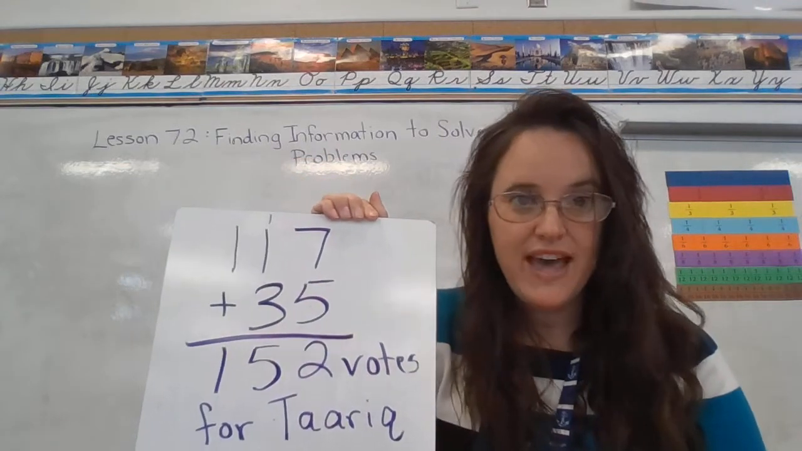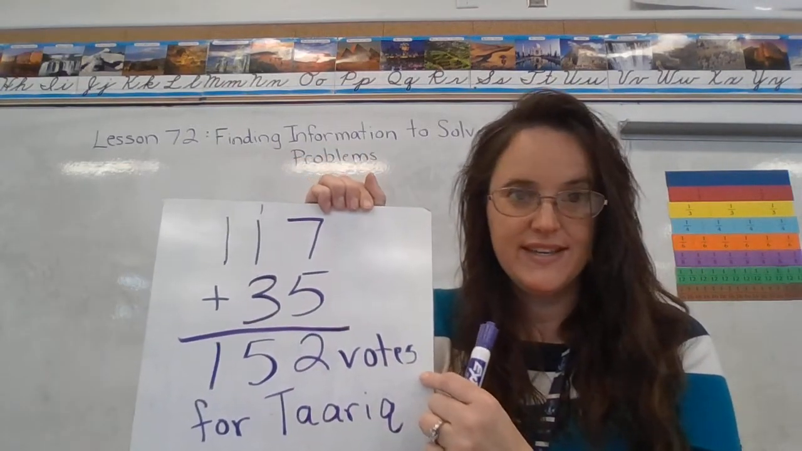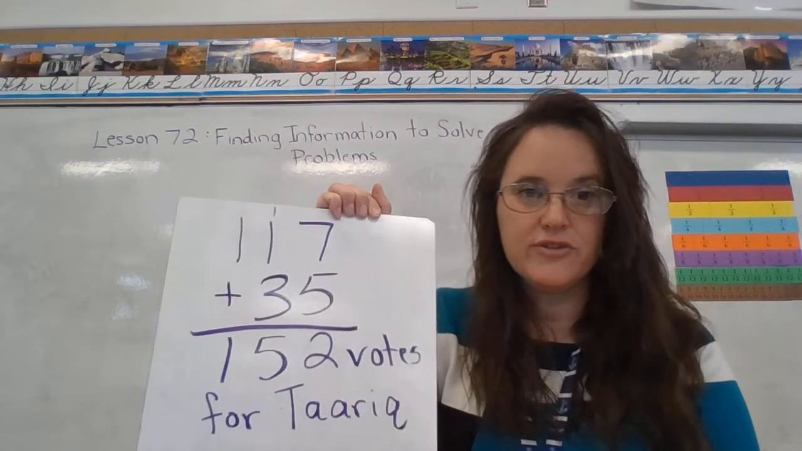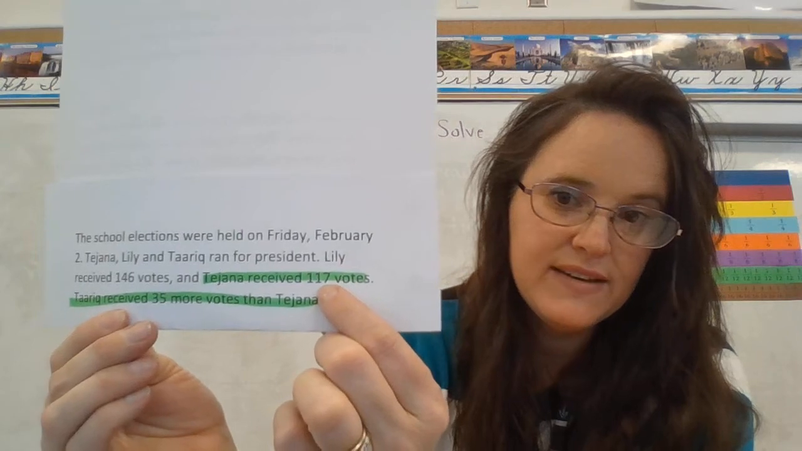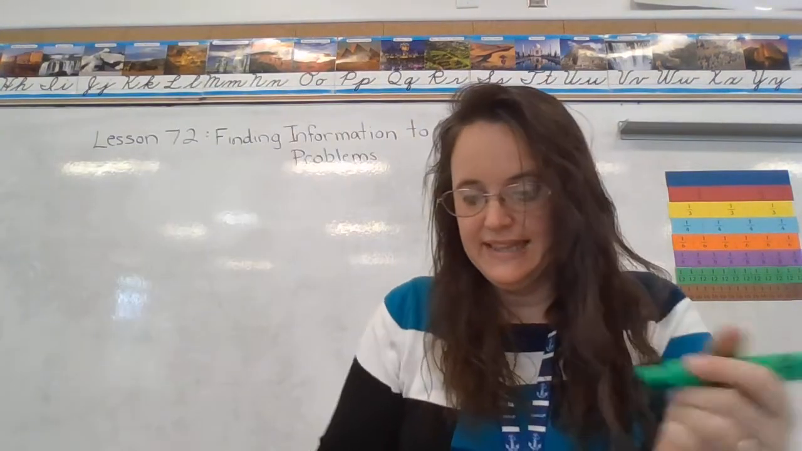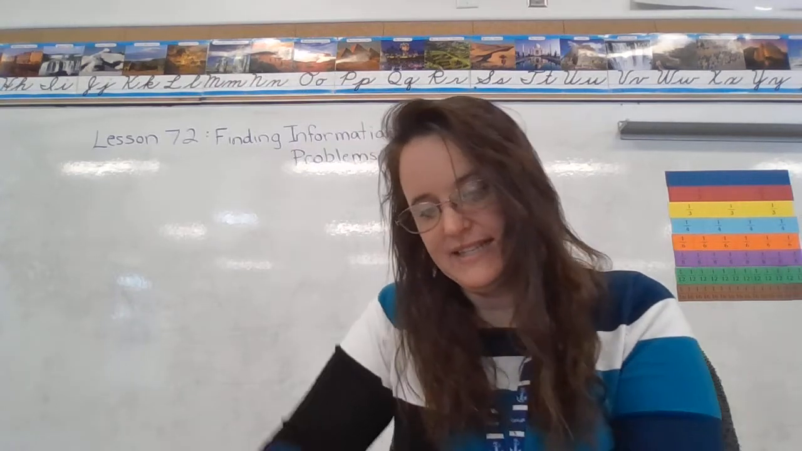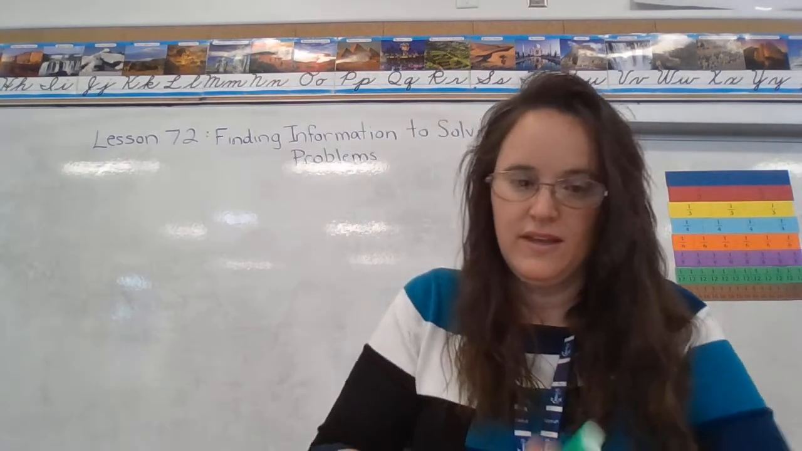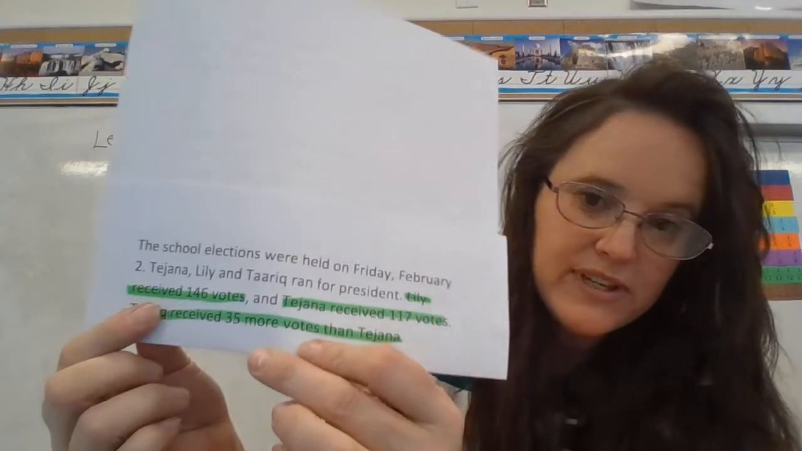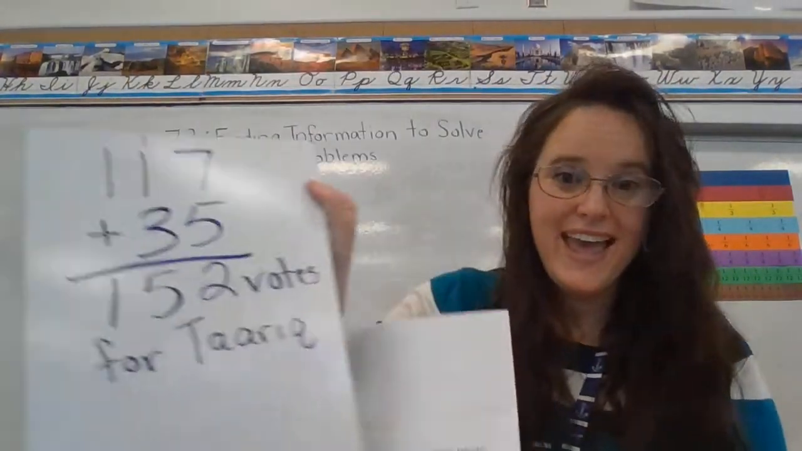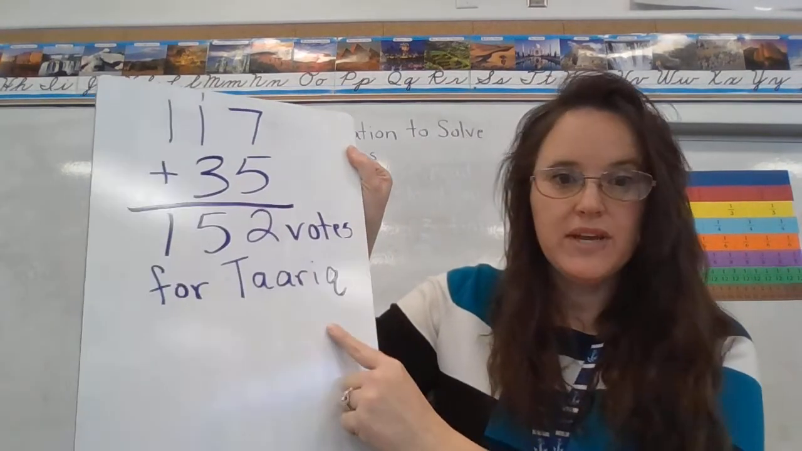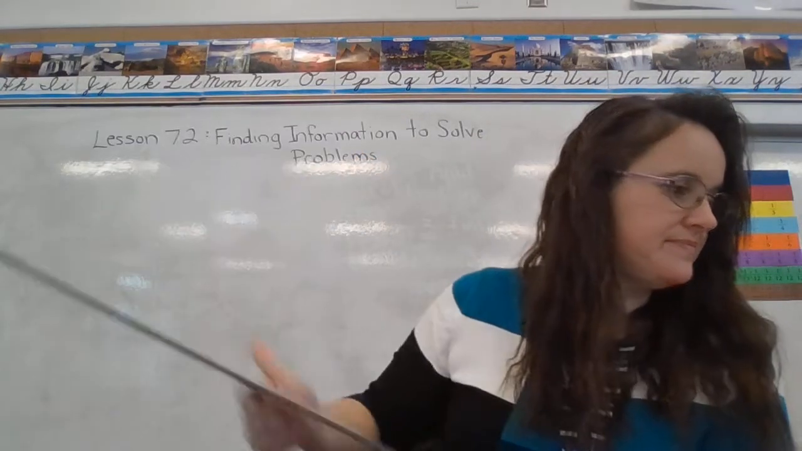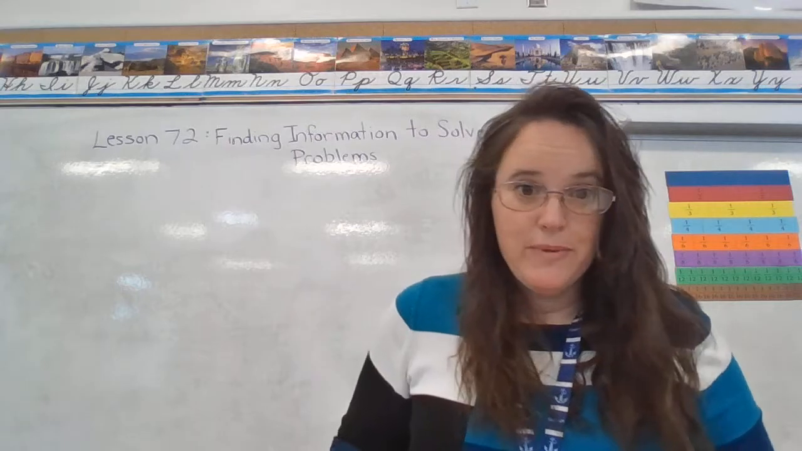The next question is, who received the most votes? So we couldn't answer that until we figured out this, all right? We know Tariq now got 152. We know from the problem that Tahana got 117. And we know that Lily got 146. So I'm going to go highlight that as well. So between 146, 117, and 152, who got the most votes? Tariq. His number is the highest.